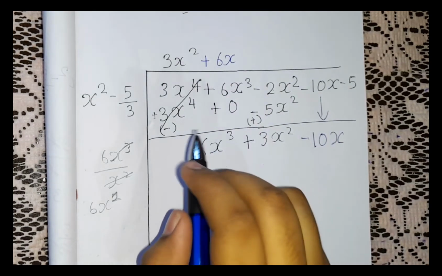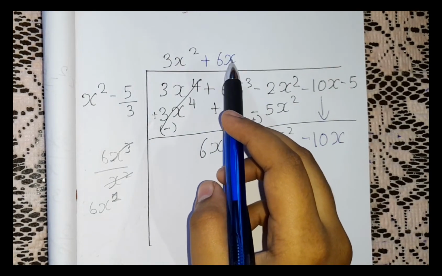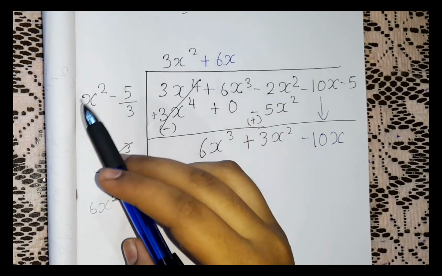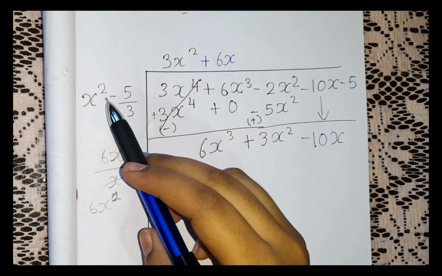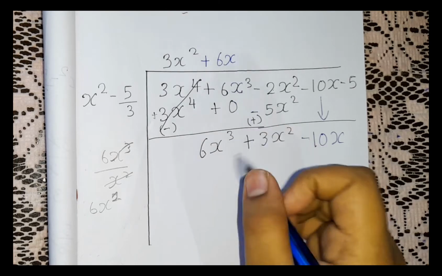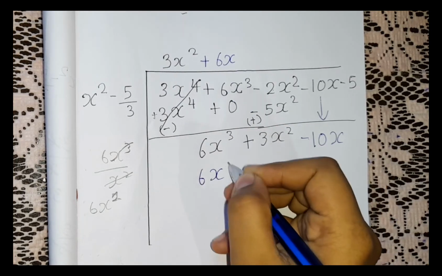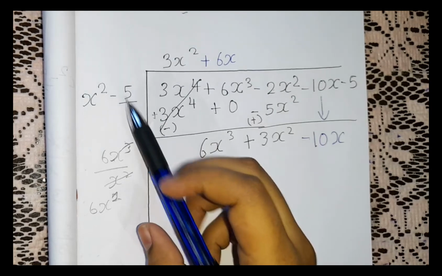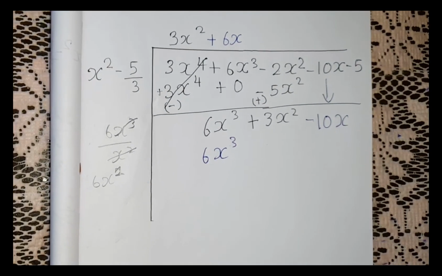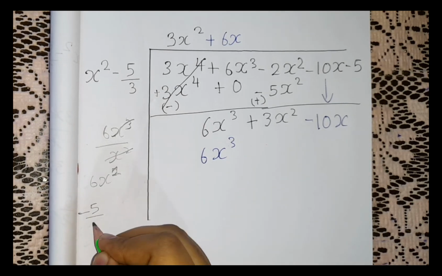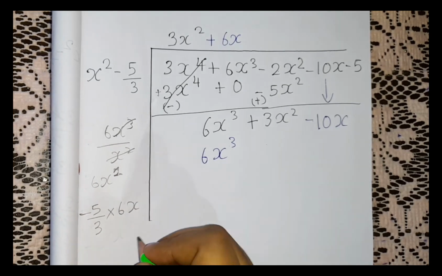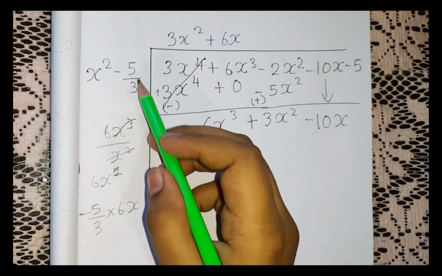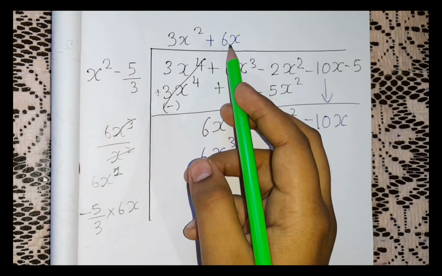Now we are going to multiply it. Let us multiply 6x into x square. So 1 into 6 is 6, and x square into x is x cube, because 2 plus 1 is 3. So we write 6x cube. Then we multiply with the next term, that is minus 5 divided by 3, into 6x. So this is the value, because it is minus 5 by 3 into 6 into x.